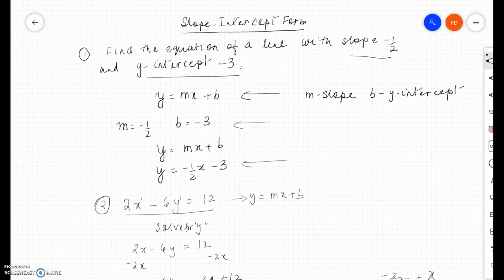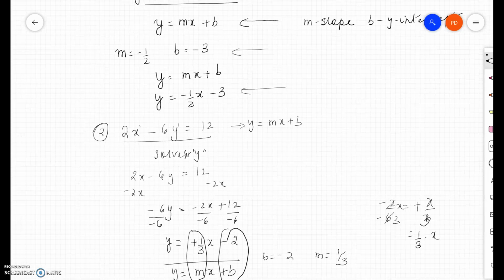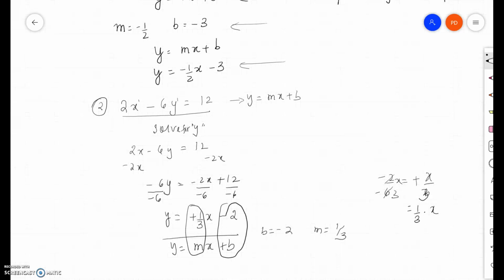So here in the first problem, given the slope and the intercept, we were able to set up the equation of the straight line in the slope-intercept form. Next, given the equation of any line, we can solve for y and write it in the form y equals mx plus b and find the slope and the intercept.